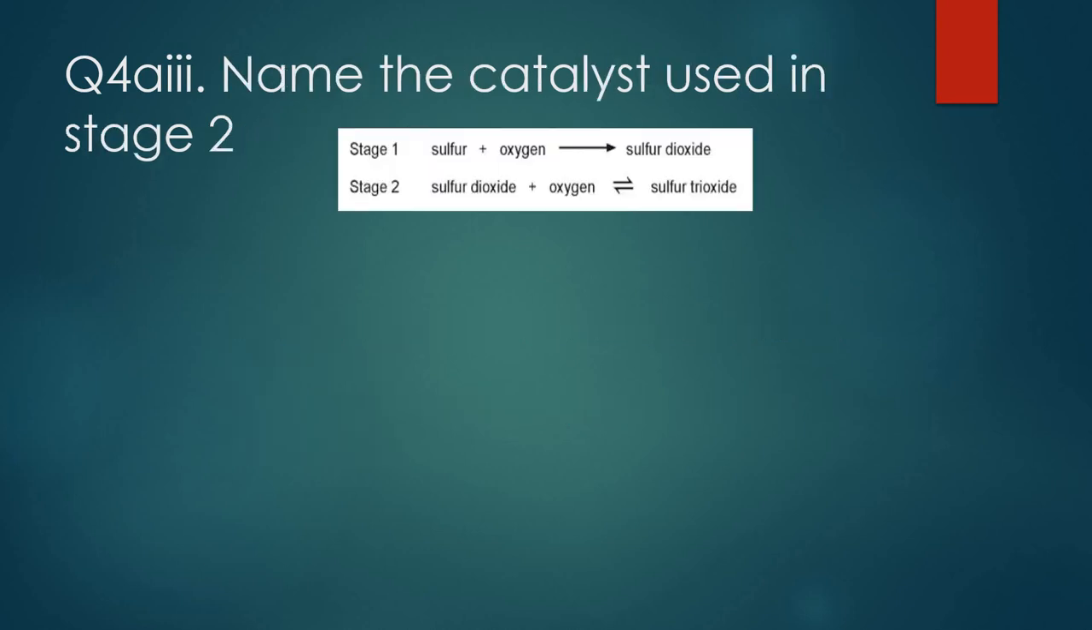Name the catalyst that we would use in stage 2. This is vanadium pentoxide.